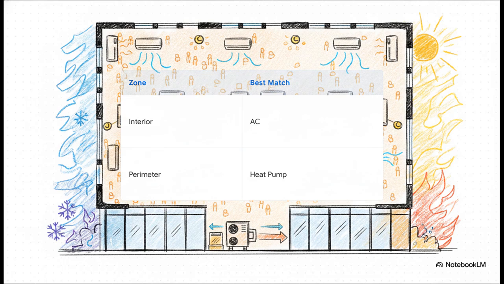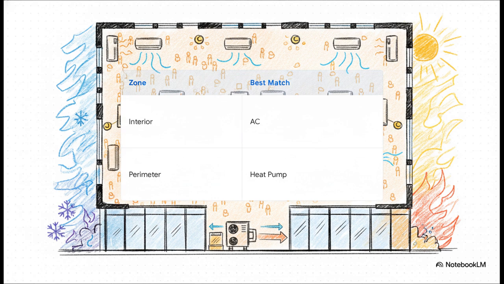The interior zones, those spaces completely surrounded by other rooms with no exterior windows, they are absolutely packed with heat-generating people, bright lights, and running computers. Those spaces are cooling dominant all year round. They literally never need heating, even in the dead of winter. So standard air conditioning or chilled water systems are a perfect match there.